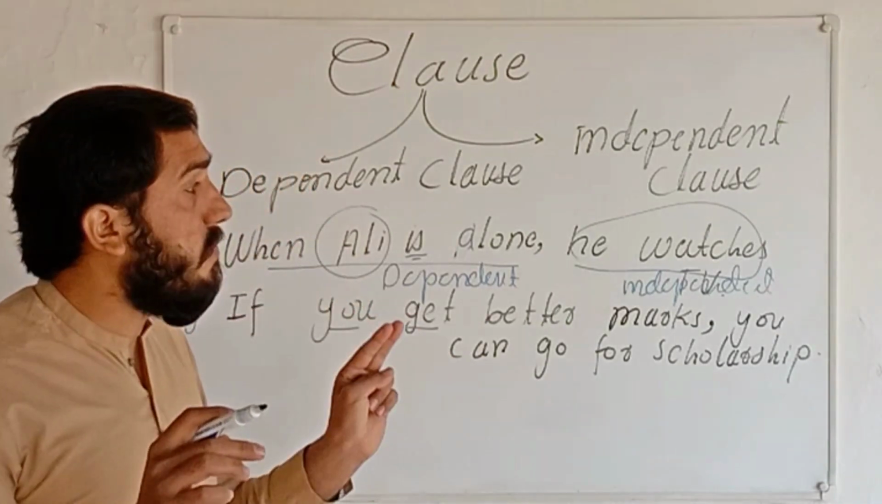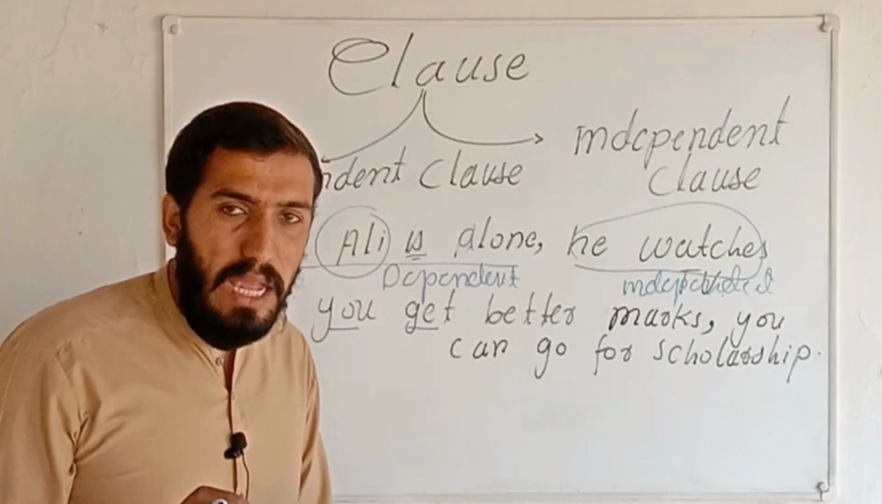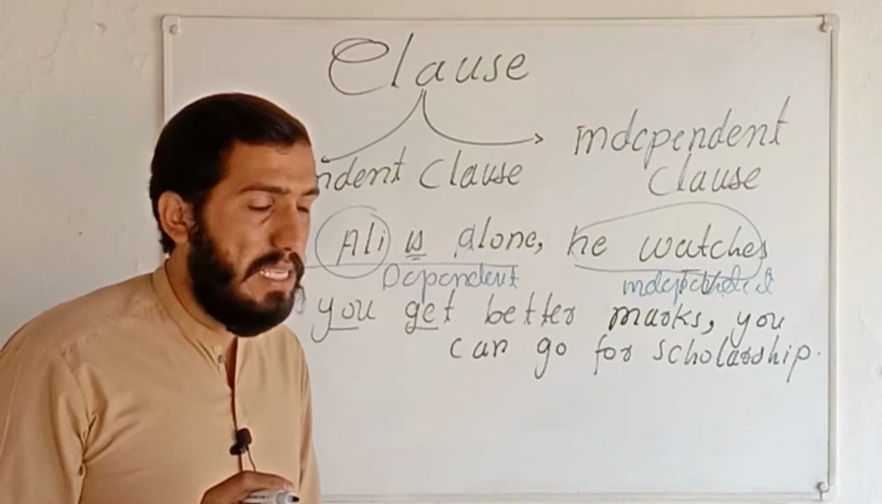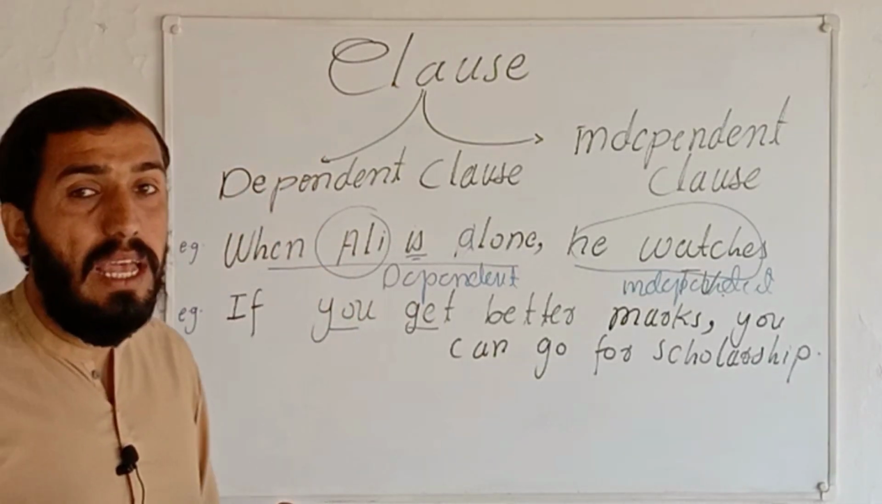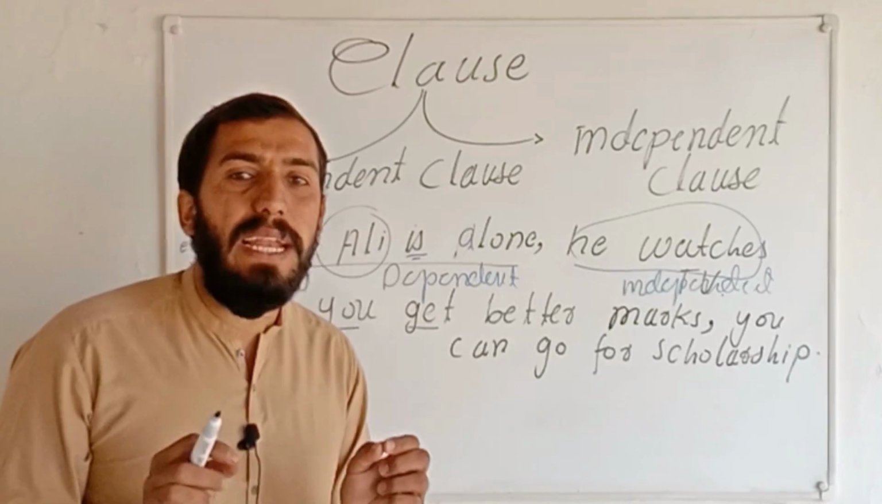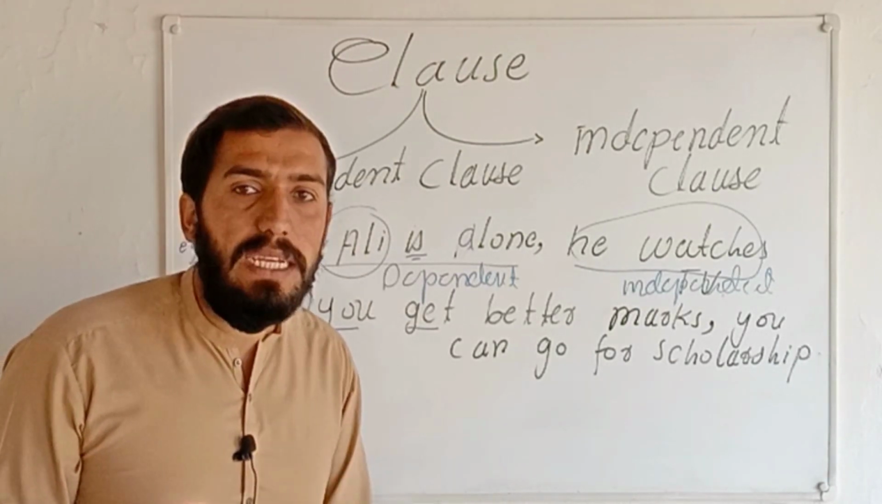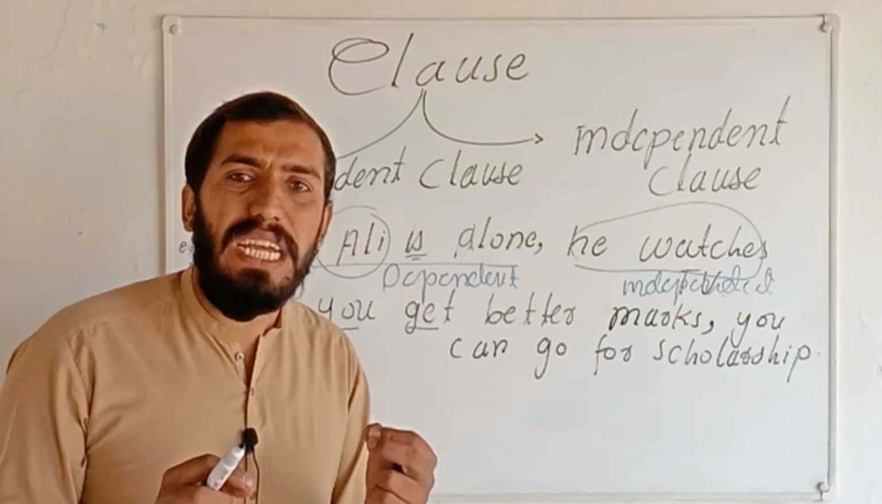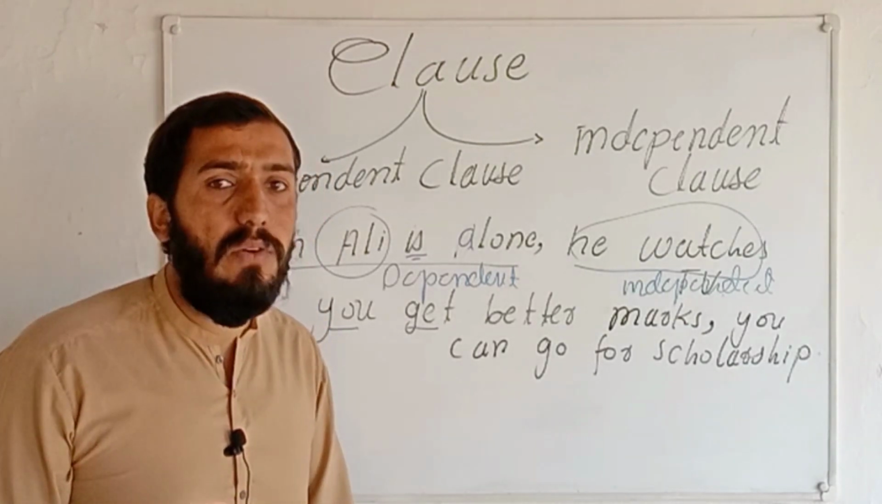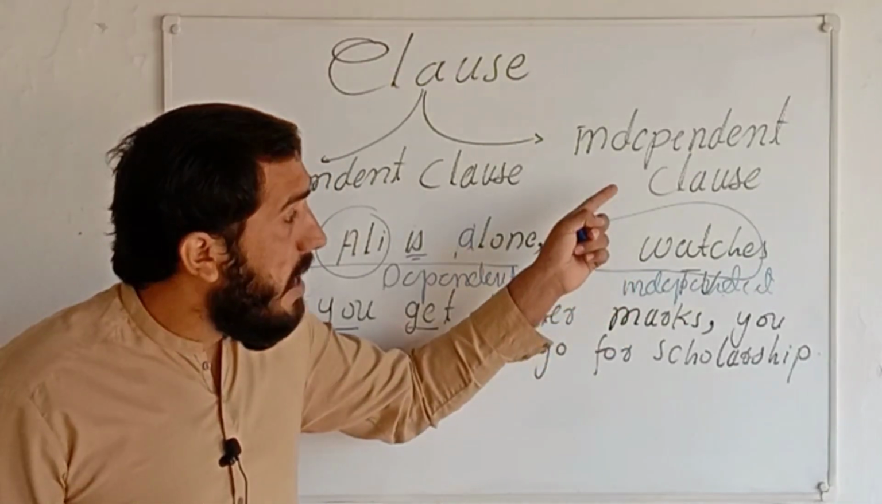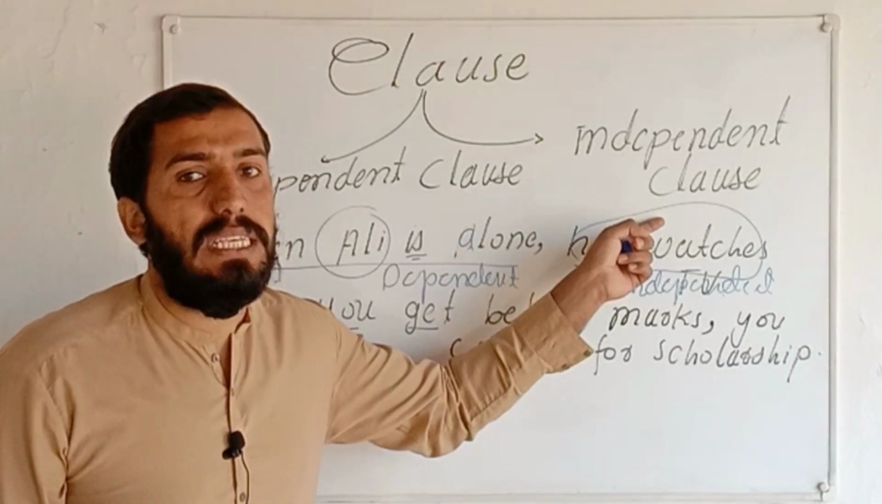There are two types of clause. One is the dependent clause and the second one is the independent clause. What is a dependent clause? A dependent clause is a type of clause which cannot give a complete thought. It cannot stand alone. It needs the help of another clause, the help of an independent clause.